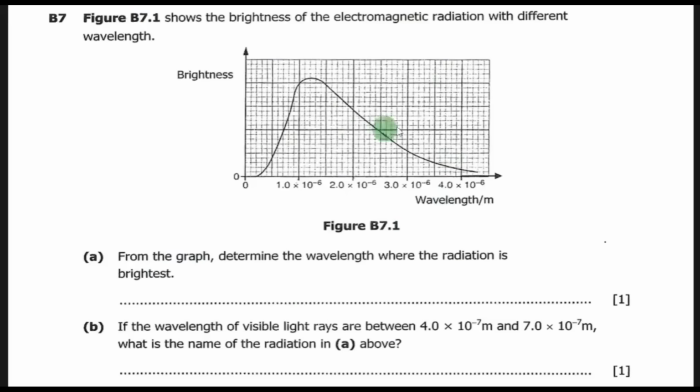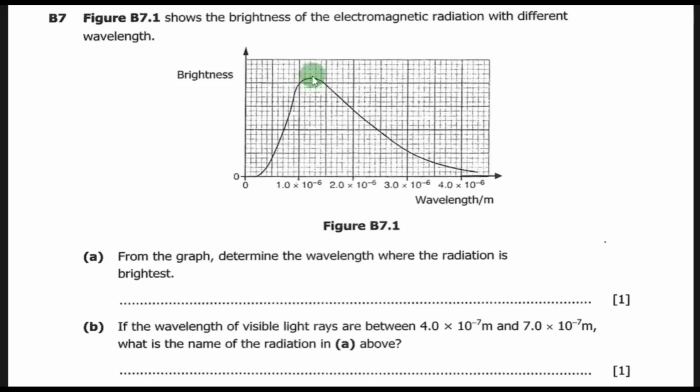So let's try to answer this question that came new. Let's analyze. The vertical axis represents brightness, then the horizontal axis represents wavelength. Question A says, from the graph, determine the wavelength where the radiation is brightest. This curve represents brightness: when it goes up, brightness is increasing, and when it goes down, brightness is decreasing. So at which point is the highest brightness? At this point here.